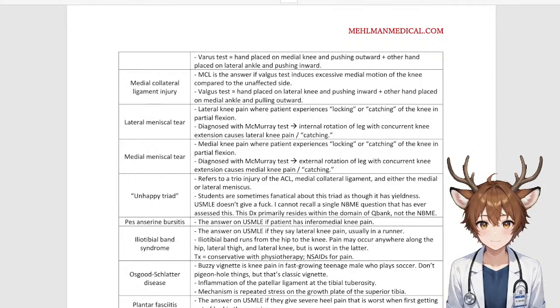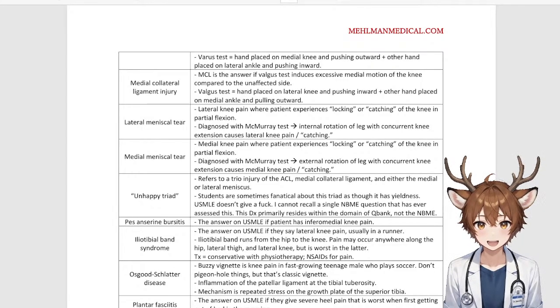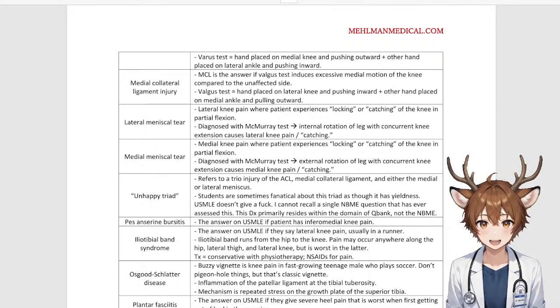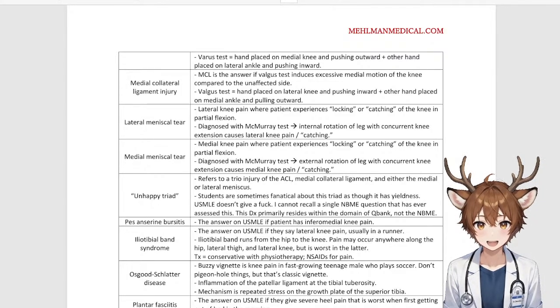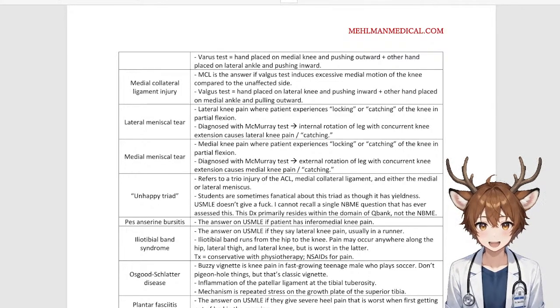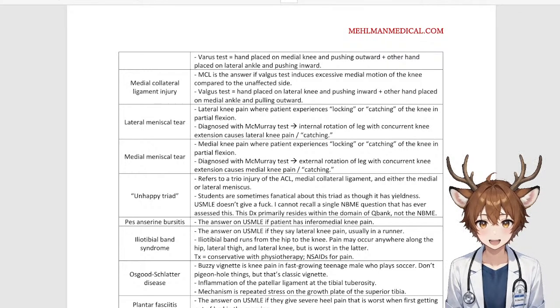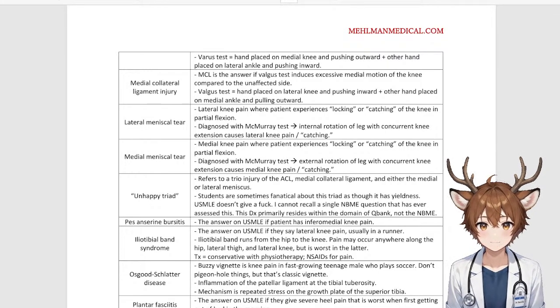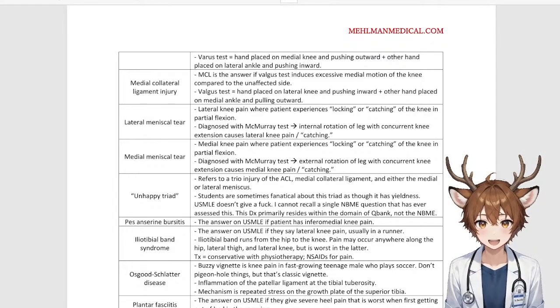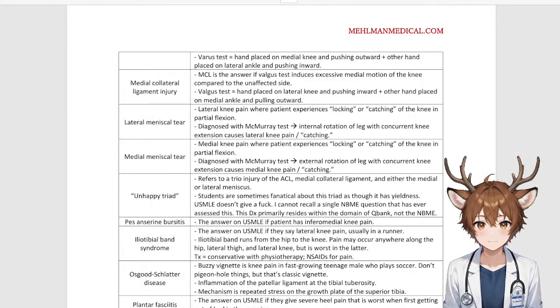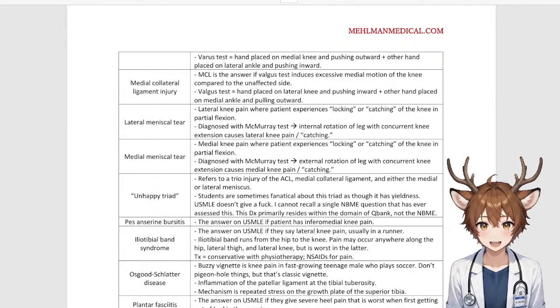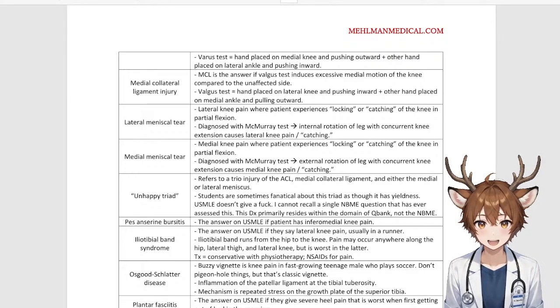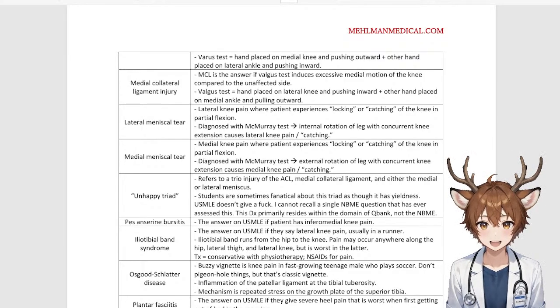Well, it refers to the trio injury of the ACL, MCL, and either the medial or lateral meniscus. Usually it's the medial meniscus. If you have an MCL issue, it's probably the medial meniscus. It could be the lateral meniscus, I guess, but I've heard it more so in the past as being the medial meniscus. I always remember it as MMA: medial meniscus, medial collateral ligament, and anterior cruciate ligament.